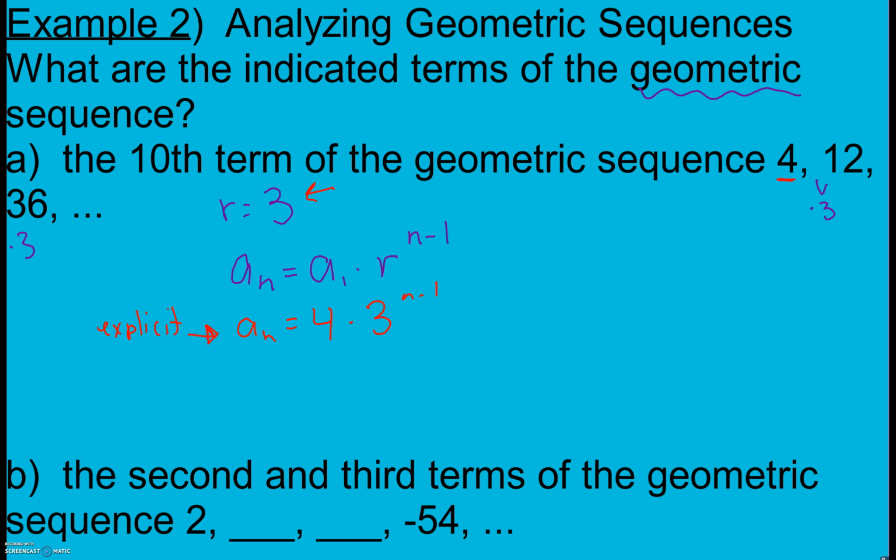We want the 10th term, so I'm going to plug 10 in for n. Here, 4 times 3 to the 9th power. Okay, we can plug it in to our calculator and get 78,732. And that is the value of the 10th term in our sequence.